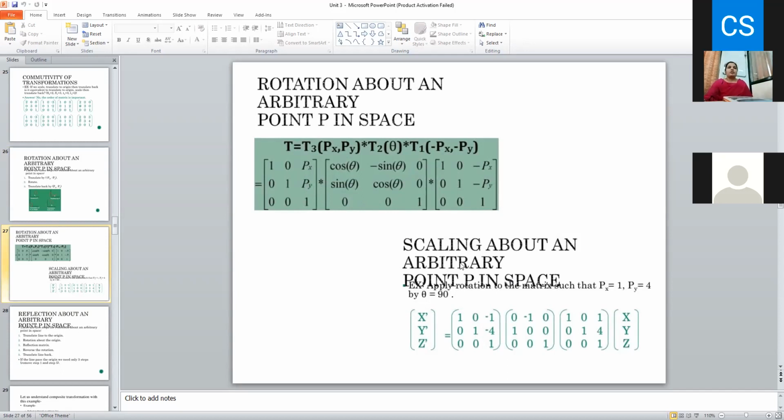So the problem given is, here it is not scaling, here it is rotation about an arbitrary point only. So it is a rotation about arbitrary point P, where the px, py values are given. So I will have an example. Okay. One simple example we will take for your understanding.